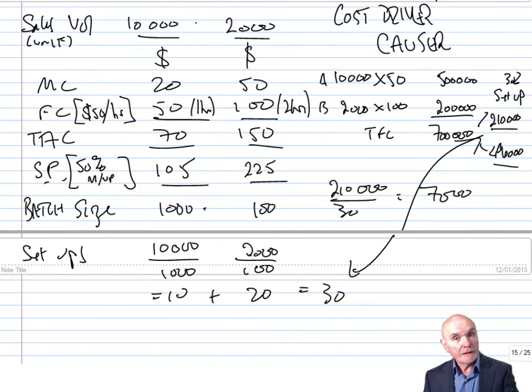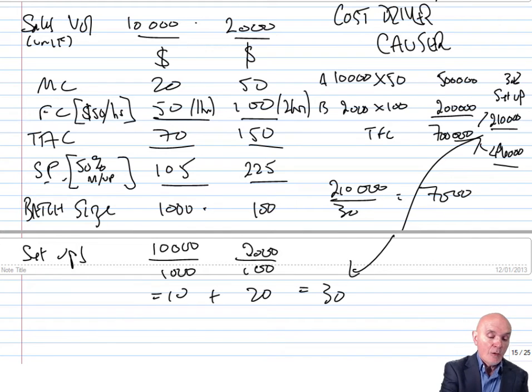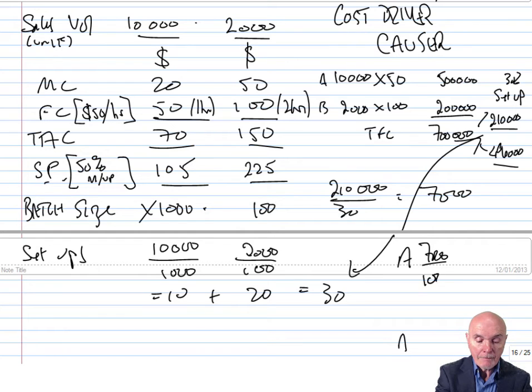But what do we get for our money? We've stopped the machinery, we've incurred a cost of 7,000, and for that cost of 7,000 we are getting 1,000 units of A. Okay, so for A, the cost of a setup is 7.